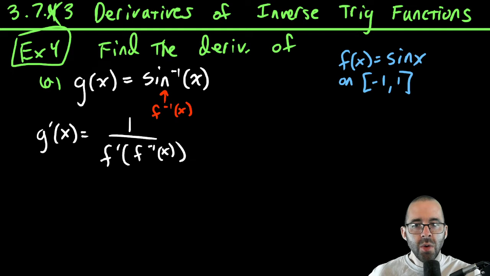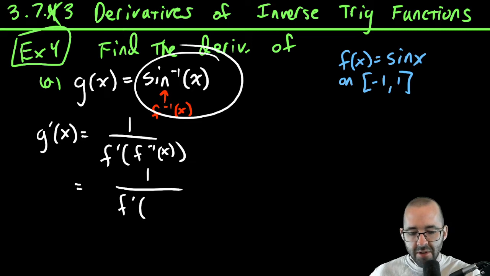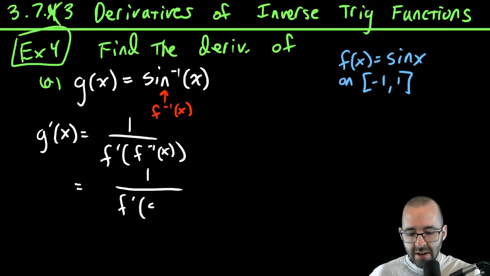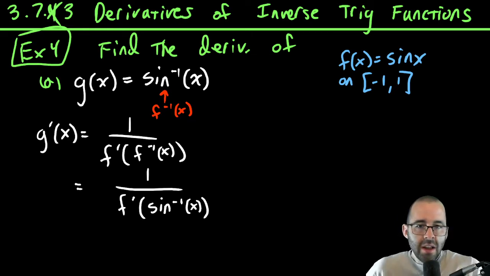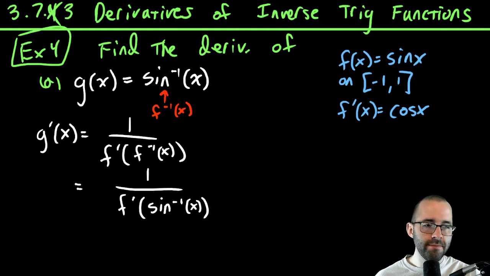So again, we just go in order. What is f inverse of x? Well, we're saying f inverse of x is just g. It's sine inverse. All we have to do is plug that in f prime and we're going to be done. It's not that bad. Much better than the rational function we did in the first video. Well, what is f prime? F prime of x is cosine of x. Okay, that's not bad at all.